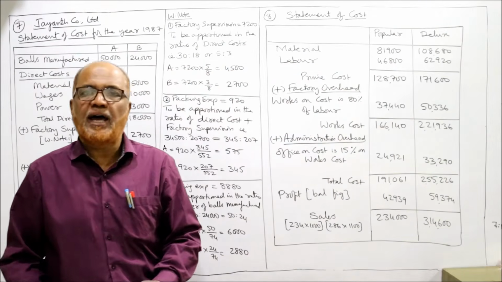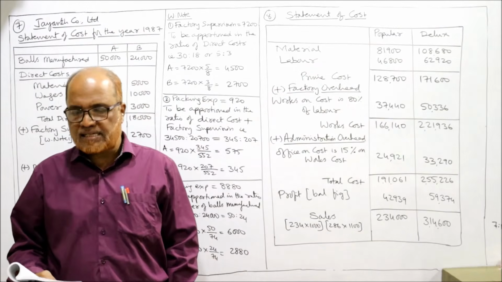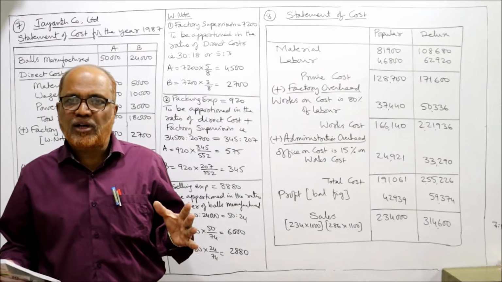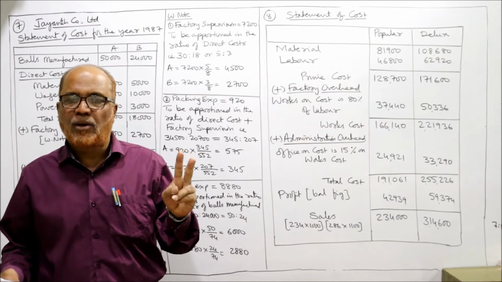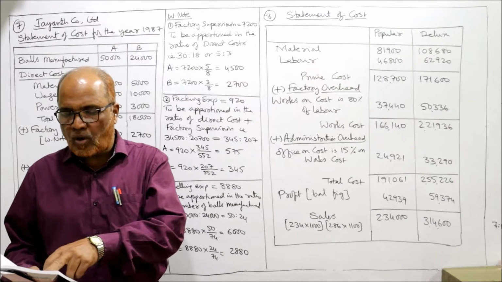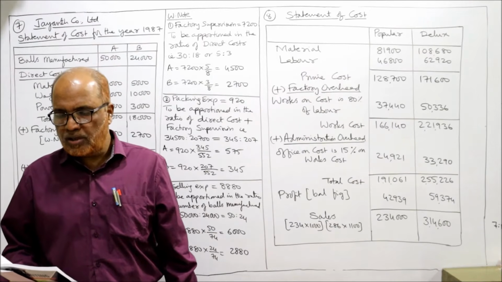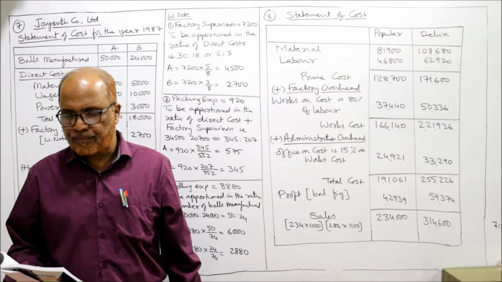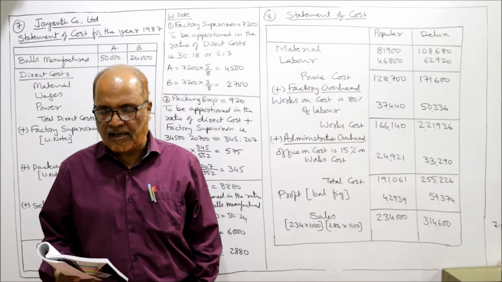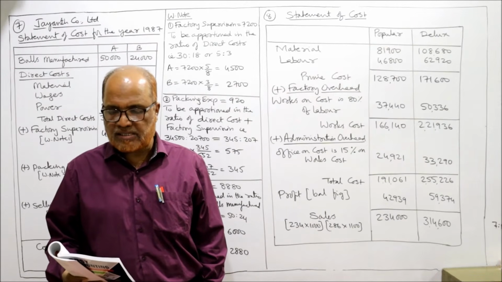Now I'm coming to problem number 8. See the problem number 8. In a factory, two types of radio sets are manufactured, namely popular and deluxe model. Radio manufacturing company producing two brands, popular and deluxe. From the following particulars, prepare a statement showing cost per radio set and profit per radio set sold. There is no opening and closing. Then popular, labor 46,800, material 81,900. Deluxe, labor 62,920, material 1,08,680.